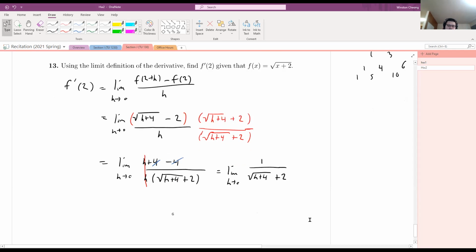And now we can plug in. When we plug in, we get square root of 4 plus 2. 2 plus 2 is 4. 1 over 4 is what we get. And so that's it. Okay. So are there any questions on anything?